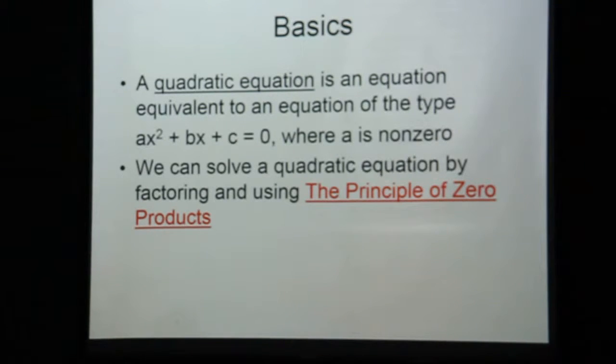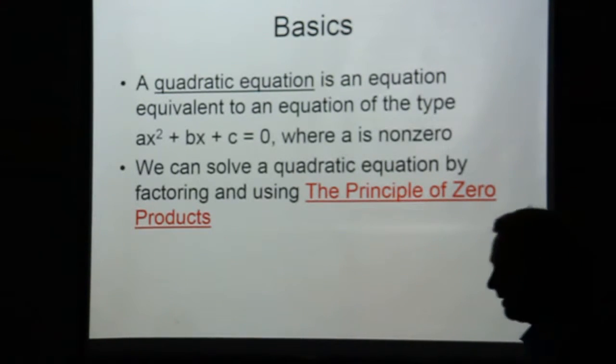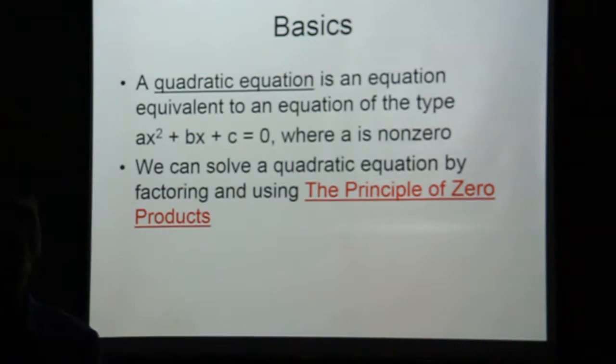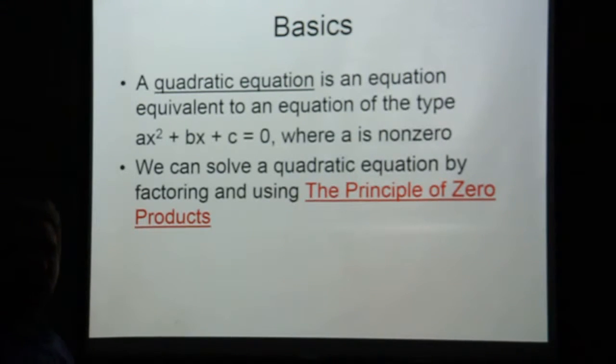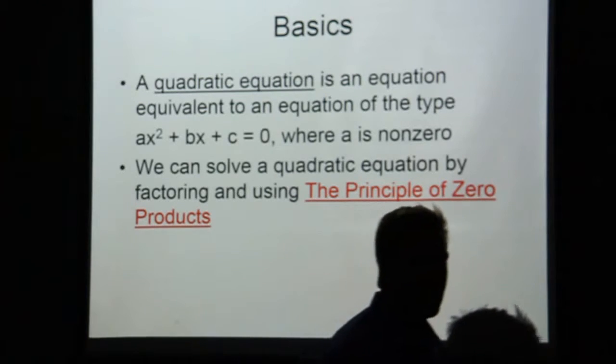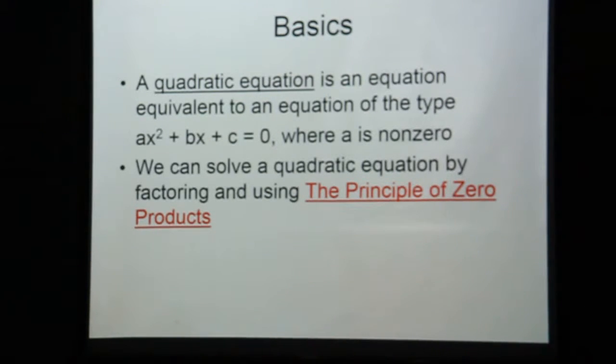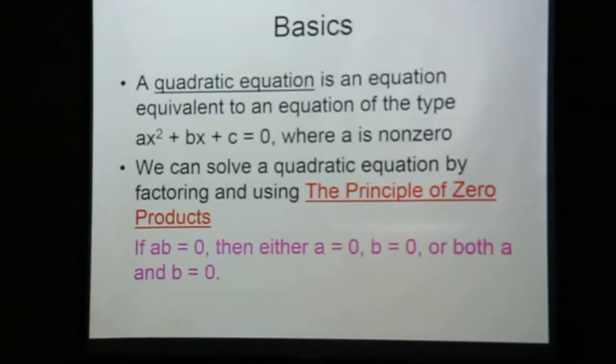We can solve a quadratic equation by factoring using the principle of 0. So factoring for most people is a lot easier than using the quadratic formula. So this is one way to get the same answer as the quadratic formula. So you can always check these ones by doing the quadratic formula as well. But this is the principle or 0 of products.